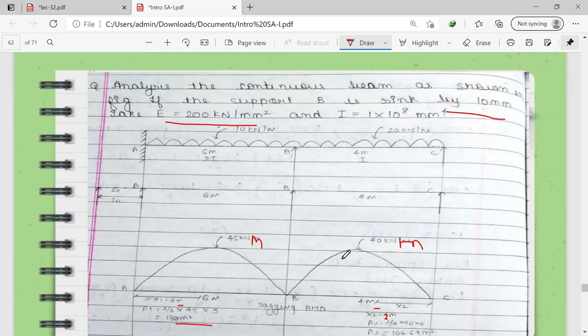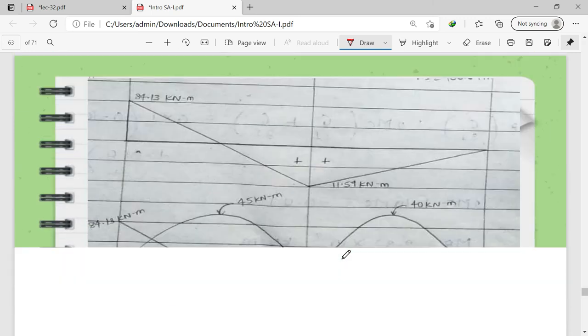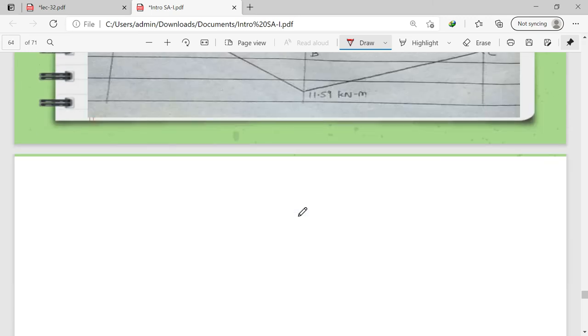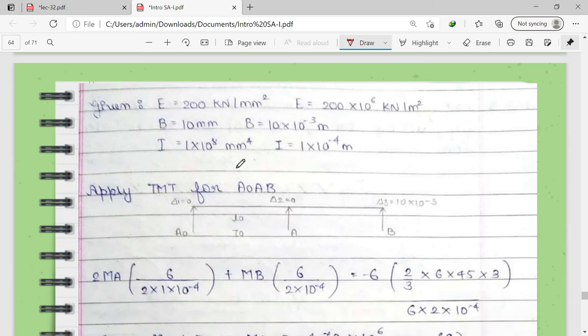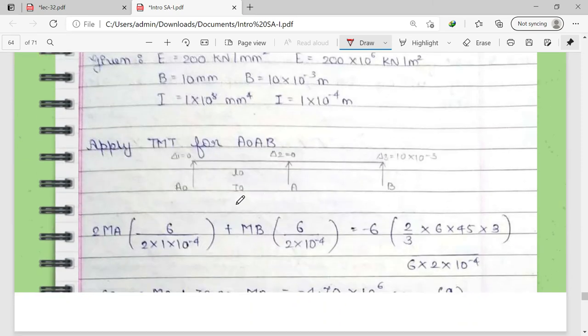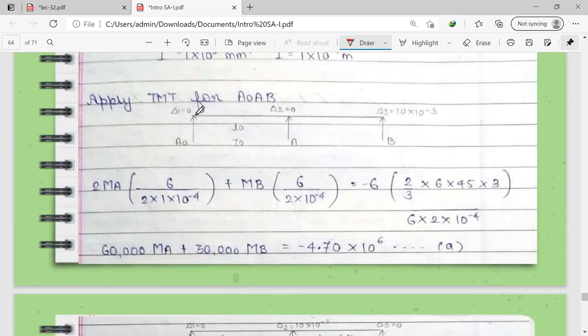Next, this is the final output. Now apply the three moment theorem for the imaginary span A0, AB. So delta 1 equal to 0, delta 2 equal to 0, here delta 3 is equal to 10 into 10 to the power minus 3. Now 2 times MA into 6 divided by 2 into 1 into 10 to the power minus 4, plus MB into 6 divided by 2 into 10 to the power minus 4.